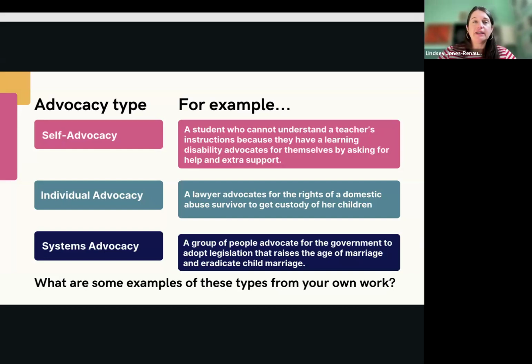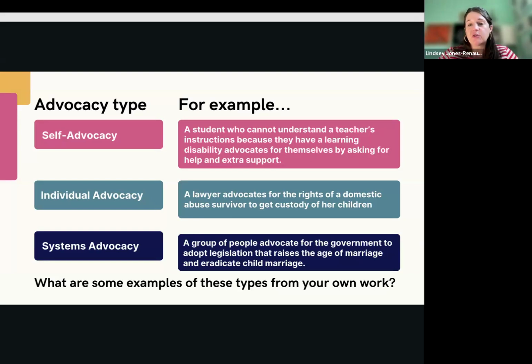And often there's, yeah, advocating for students. Yeah, that's a great example. Ilham put in the chat systems advocacy about girls being able to study. So girls being able to go to school, broadly speaking, is an example of systems advocacy.